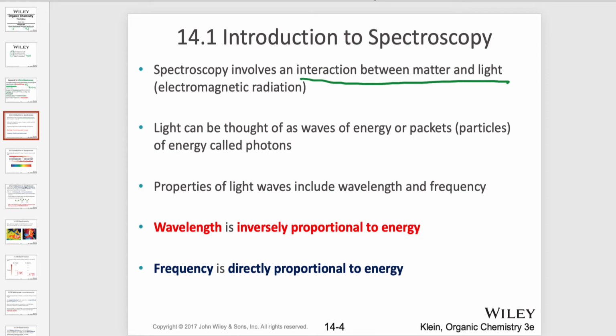Light waves can be described with wavelength, and we use the symbol lambda, and frequency, which is nu. Let me try this again, nu. And then we have an inverse proportional relationship between wavelength and energy, and a directly proportional correlation here.